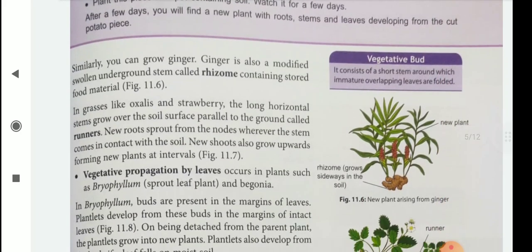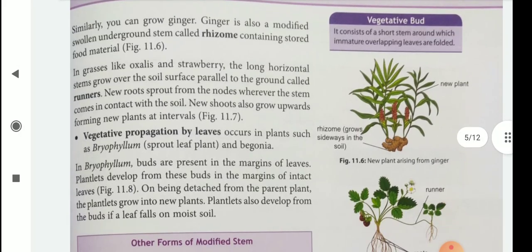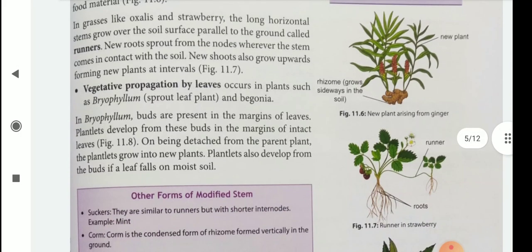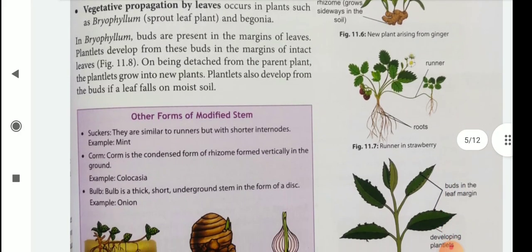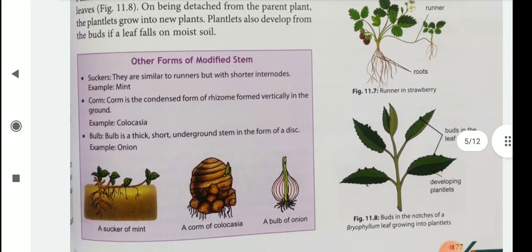Then vegetative propagation by leaves occurs in plants such as bryophyllum and begonia. In bryophyllum, buds are present in the margins of leaves. Plantlets develop from these buds in the margins of leaves. On being detached from the parent plant, the plantlets grow into new plants. Plantlets also develop from the buds if a leaf falls on moist soil.